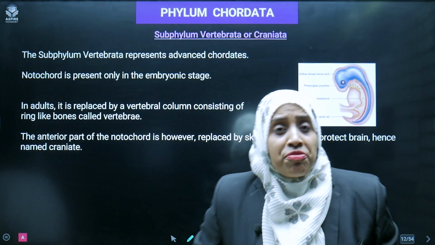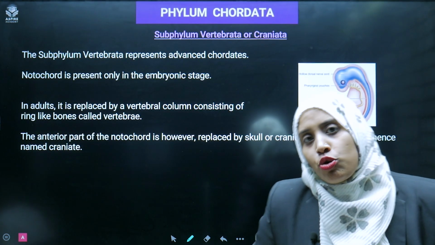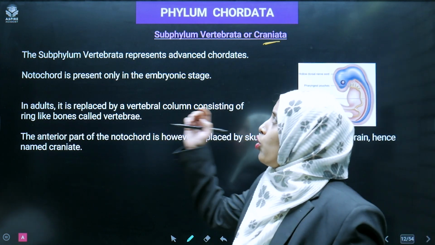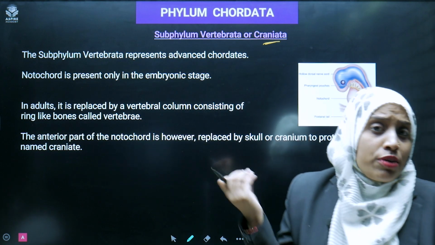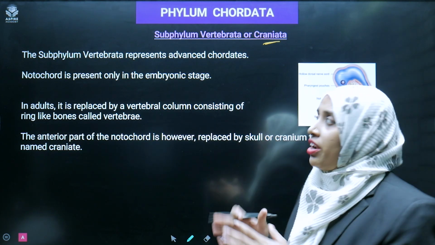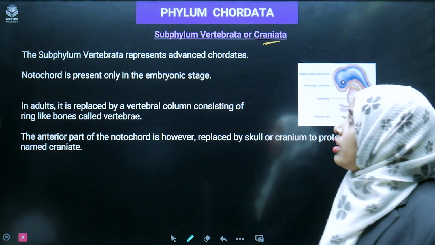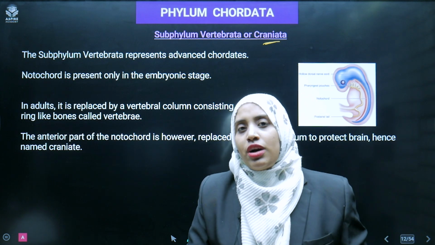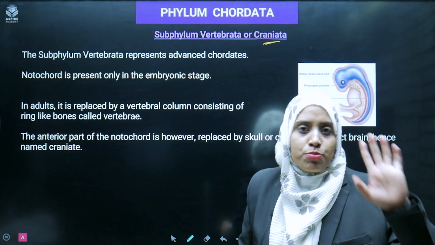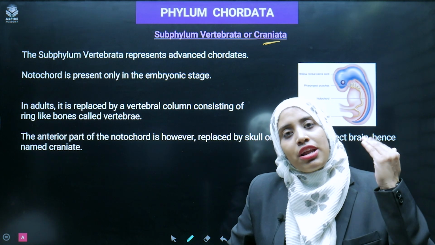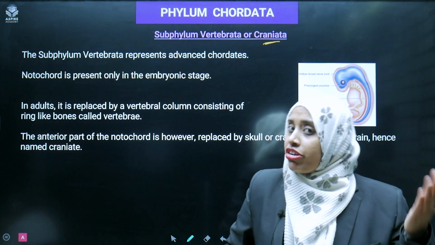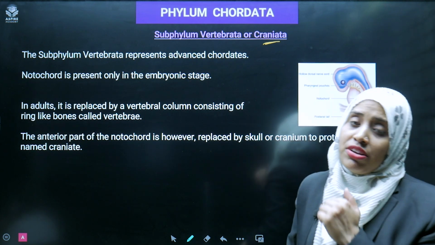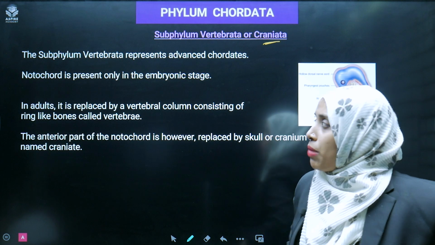Now we have come to the subphylum Vertebrata, which is also known as Craniata. That means there is a brain box. So we'll see how Vertebrata has been classified. Subphylum Vertebrata will be divided into superclasses Pisces and Tetrapoda. Pisces includes Osteichthyes and Chondrichthyes, that is, bony fish and cartilaginous fish. In Tetrapoda we have Amphibia, Reptilia, Aves, Mammalia.